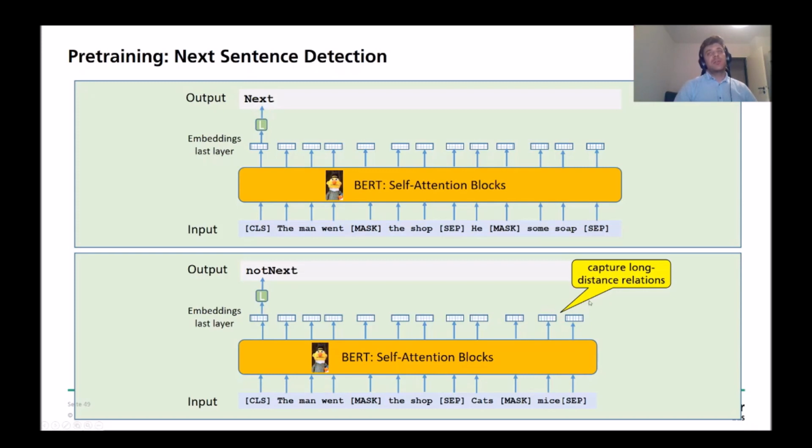BERT is also able to capture long-distance relations. If we have sentences following each other, because we're training in this way, we can also attend to very, very broad contexts. The only limitation that we have, of course, is our memory: how many hidden vectors or embedding vectors can we fit into the memory of our GPU?